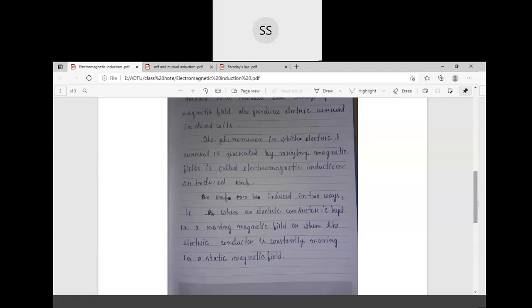So there are two kinds of ways in which EMF can be induced. Number one, the conductor is kept in a steady position, but the magnetic field is moving. In the second case, we constantly move an electric conductor in a constant magnetic field.